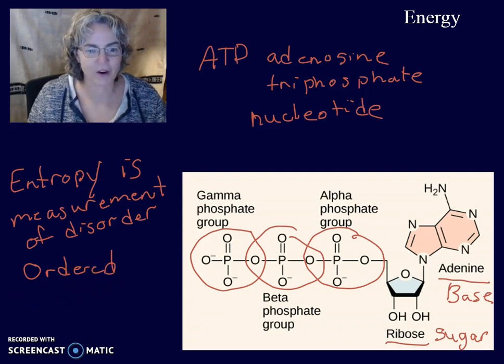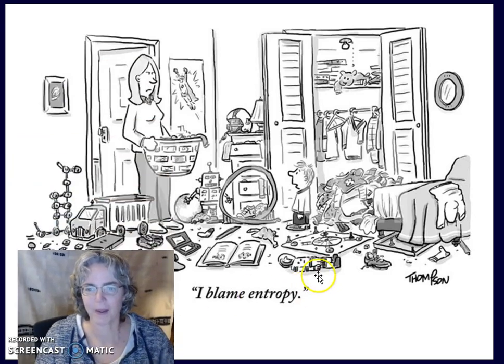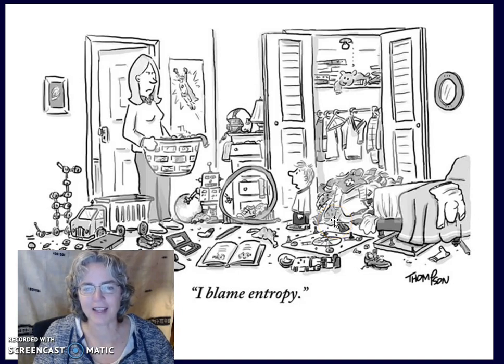Okay, and here is a cartoon that I really like. I blame entropy, the tendency of the universe to become disordered. Okay, so I hope you found that interesting. Thank you very much.